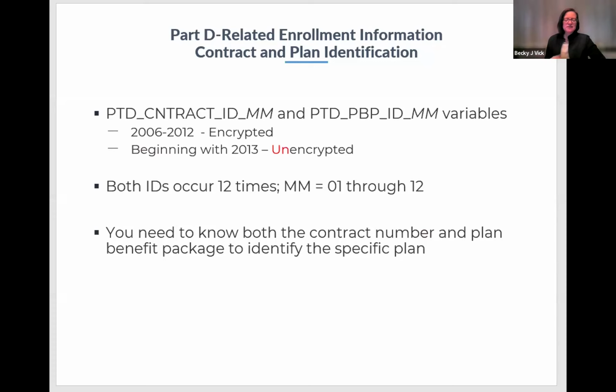The plan characteristics file just has a lot more deep information about each particular plan. Prior to 2013, you would not be able to identify the actual name of the plan because the IDs are encrypted. But beginning in 2013, you can actually identify the name of the plan. Like you can Google a contract ID from 2013 data, and it would probably come up with the plan sponsor and the contract name. So again, both of these ID variables occur 12 times, one for each month of the year, and you need to know both to identify the exact plan.